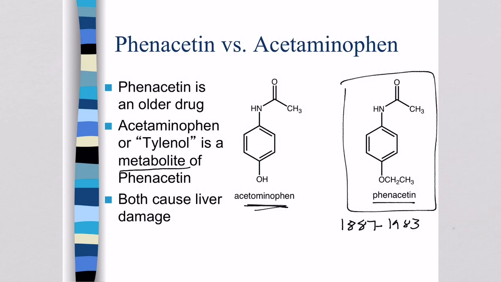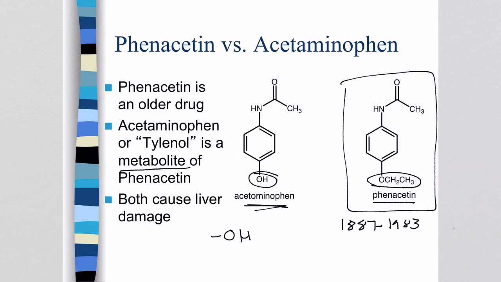But if you'll notice, the difference between acetaminophen and phenacetin is right here, where you have a hydroxyl group or alcohol in acetaminophen, whereas you have an ether group and an ethyl group in phenacetin. And what's going on there is part of the metabolism process is adding things like OH groups to molecules to make them more polar. If they're more polar, then they're more water soluble and they can be excreted.